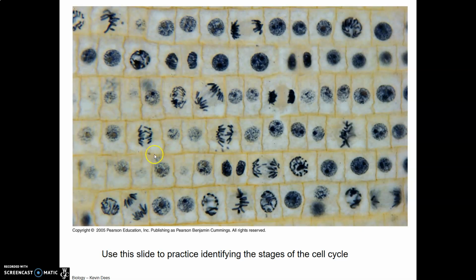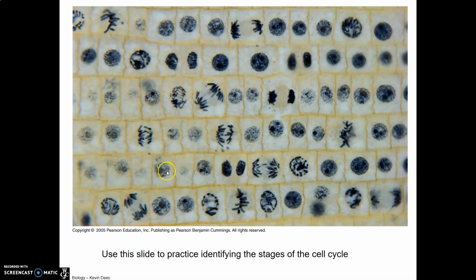So notice here in this cell, we have a nice well-defined circular nucleus, a dark nucleolus, and you can see this sort of grainy or granular genetic material making up the chromatin. This is a cell that is in interphase.